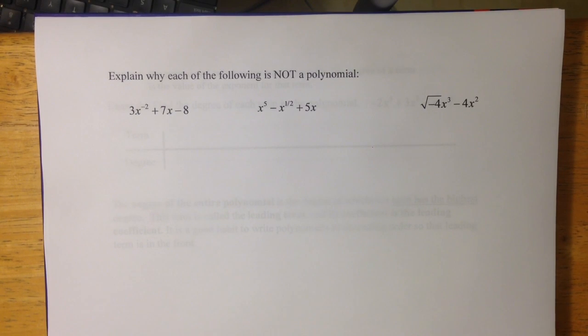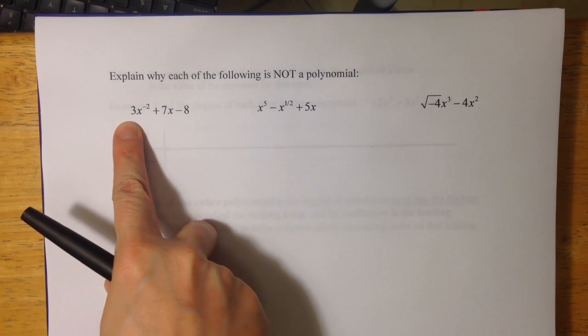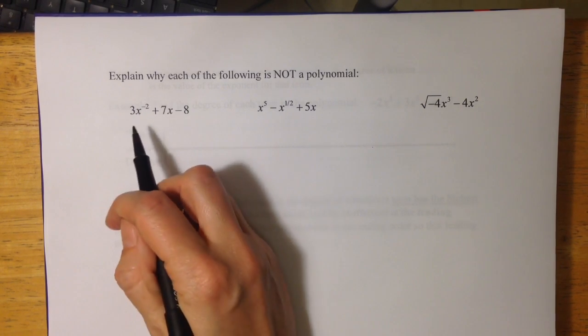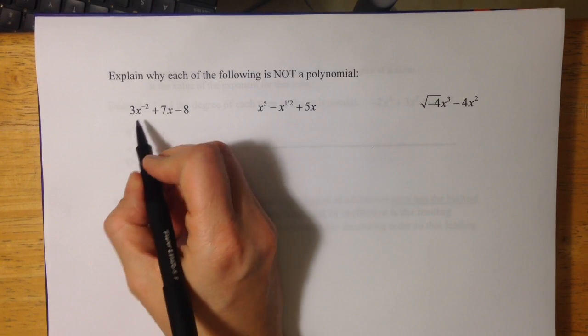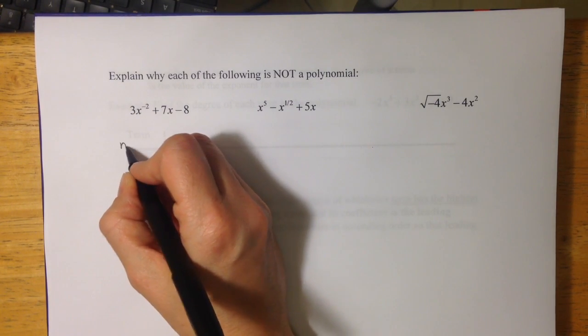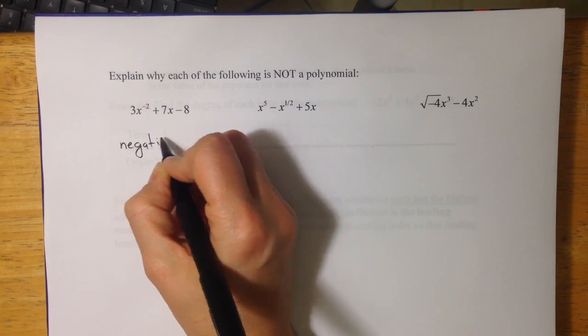So let's solidify that by looking at three examples of things that are not polynomials and talk about what's wrong with them. The first one I have is 3x to the negative 2 plus 7x minus 8. Now, there are three terms here, but this x to the negative 2 is a problem. That negative exponent makes it not a polynomial.